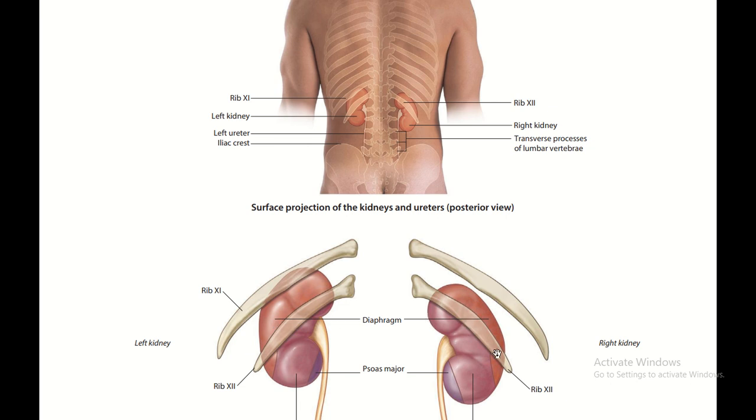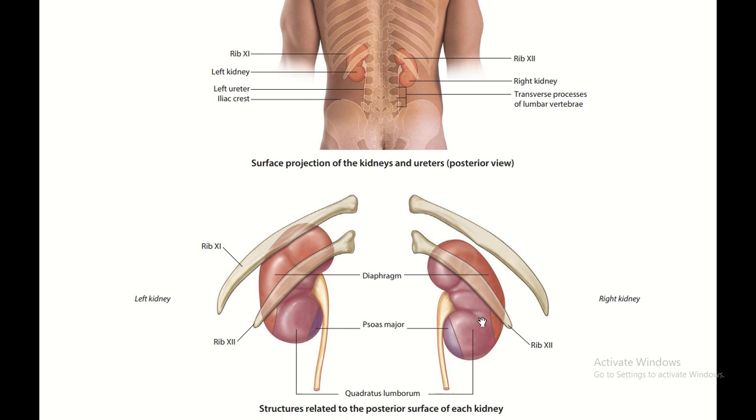And for the right kidney, since it is lower, you only have rib number 12 forming the costal protection of the right kidney. So left kidney, we have 11 and 12 because it's higher. Right kidney, we only have 12. Very interesting, right? Good.